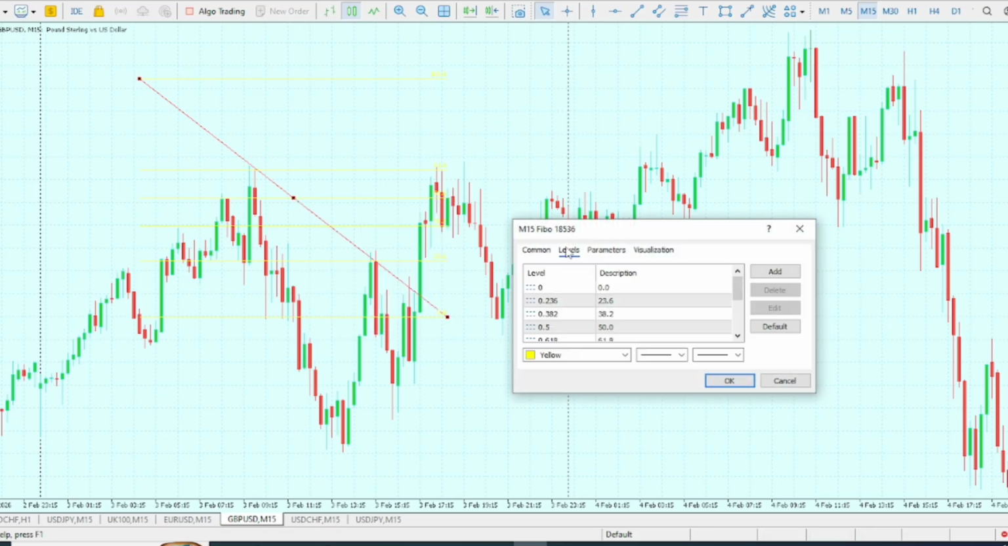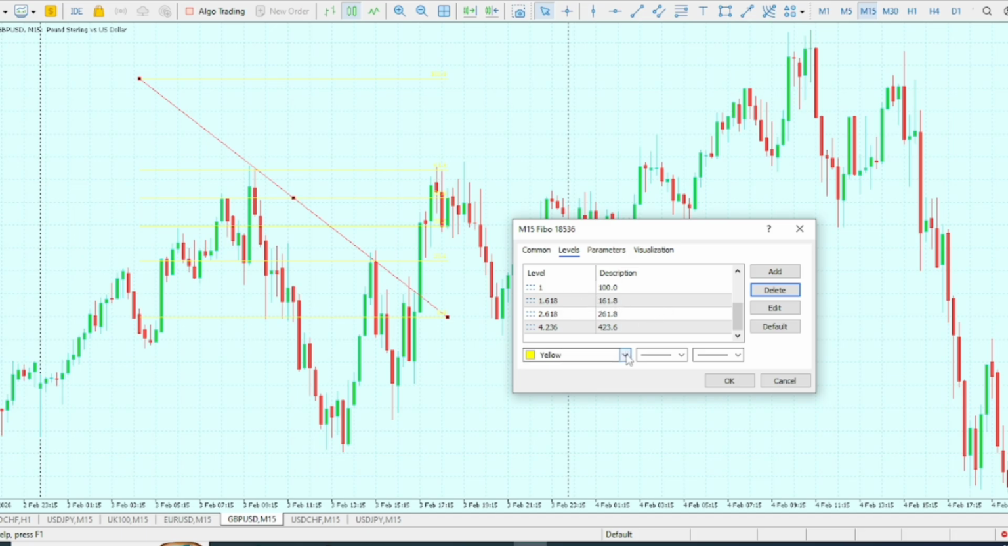First is the levels. We don't need all the levels. We need only a few levels. So we are taking away the 23.6 level. We click on it, then we go to delete. We want the 38, we want the 50, we want the 61, but we don't want the 73. So we go to the 73 level. Okay, let's leave this one like that.